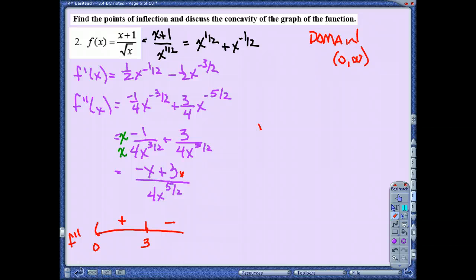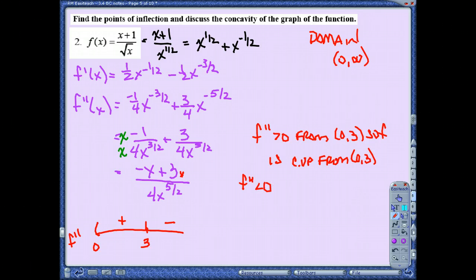We have to write our sentences. The second derivative is greater than 0 from 0 to 3. So f is concave up from 0 to 3. My second derivative is less than 0 from 3 on. So f is concave down from 3 to positive infinity.